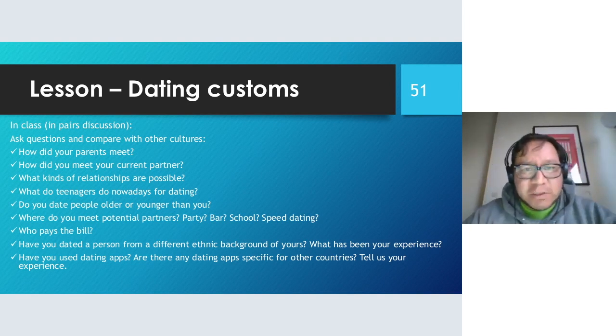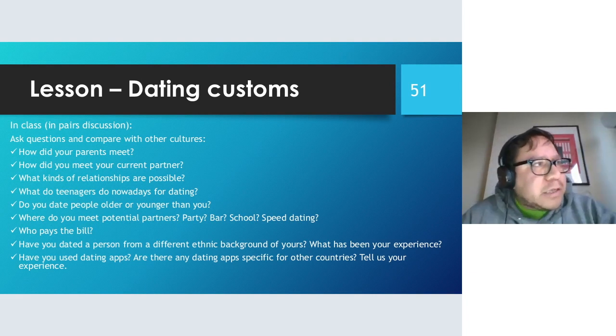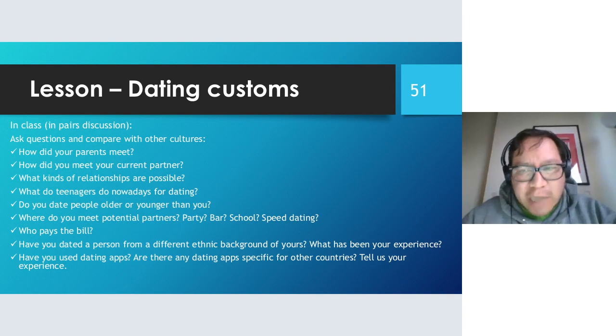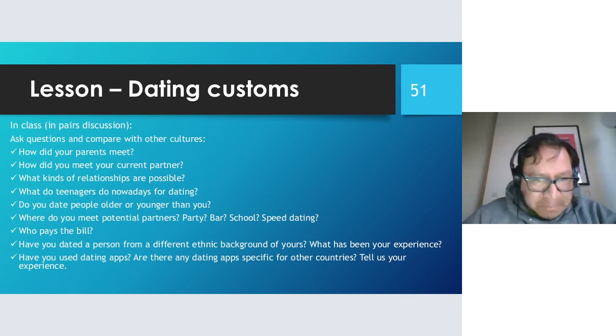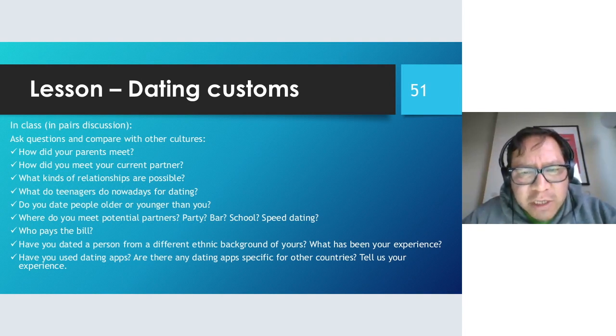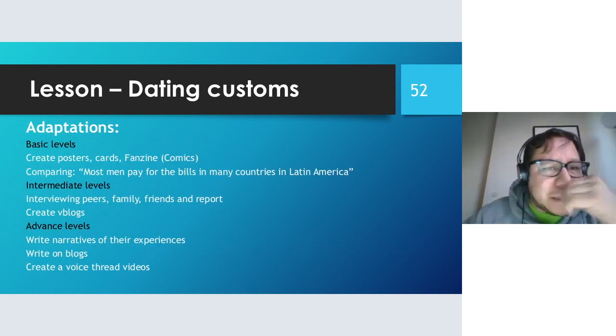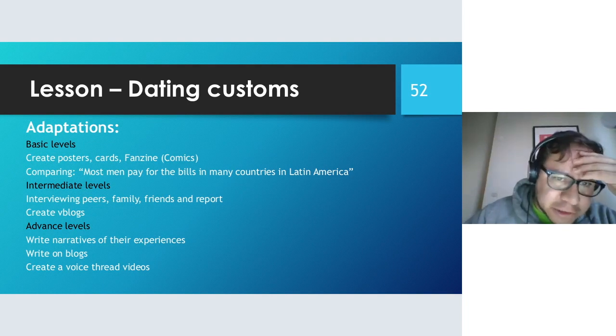Tell us your experience. It's so interesting that in Toronto we have Tinder, but in Colombia they have one called HI5, or they call it High Five, and so on and so forth. So these are some of the examples of questions that you can take into your classroom about these dating customs. Some of the students wrote essays about this. Others made videos, and others made video blogs, and some did interviews with their actual partners. A few of the adaptations here, at a basic level, like I said, were creating posters and cards.